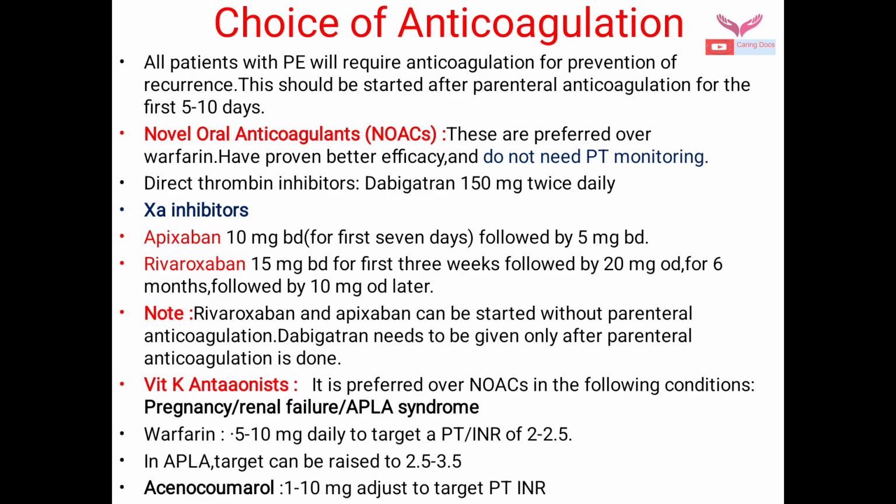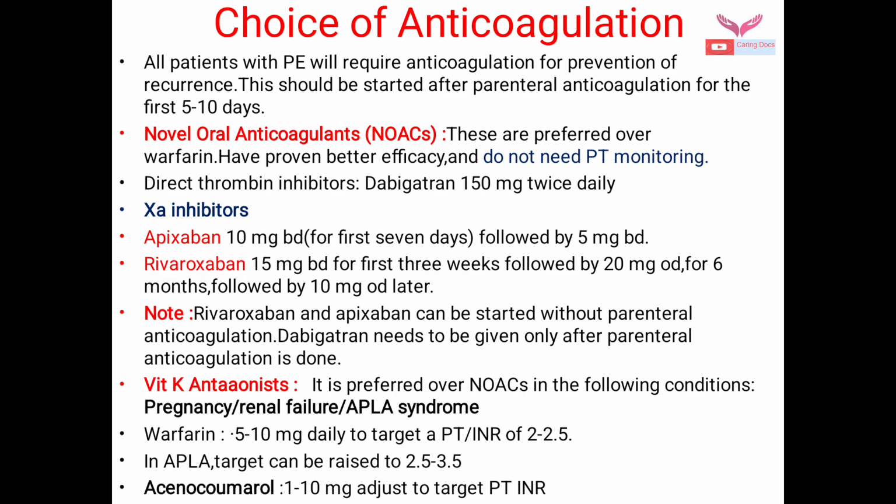Rivaroxaban is given as 15 milligram BD for the first 3 weeks, followed by 20 milligram OD for 6 months, followed by 10 milligram OD later. Rivaroxaban and apixaban can be started without parenteral anticoagulation. Dabigatran needs to be given only after parenteral anticoagulation is done.